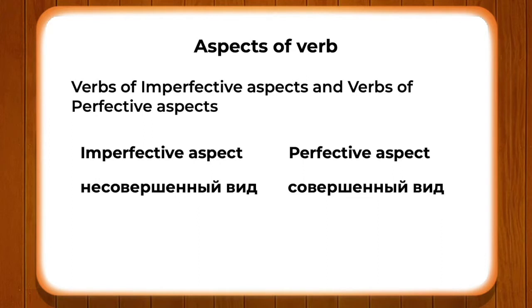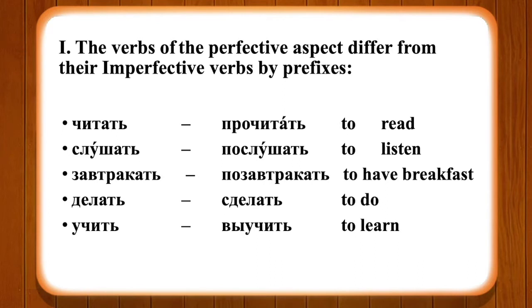The imperfective aspect in Russian is the nesovershenny vid. A perfective aspect is called sovershenny vid. So, nesovershenny vid and sovershenny vid. There are three ways by which the verbs of the perfective aspect differ from their imperfective verbs. First and foremost, the verbs of the perfective aspect differ from the imperfective verbs by prefixes.